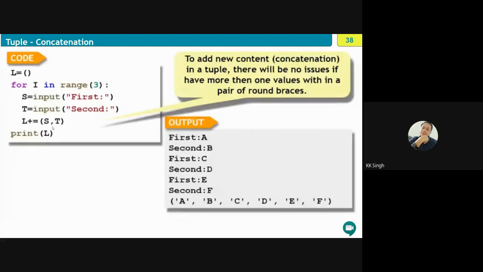between the two elements. So I have enclosed two values s and t in parentheses. Now it will be treated as the tuple. But if I would have taken only s, and here if I would have said L plus is equal to S only and parenthesis close, then it would have raised the error, type error.